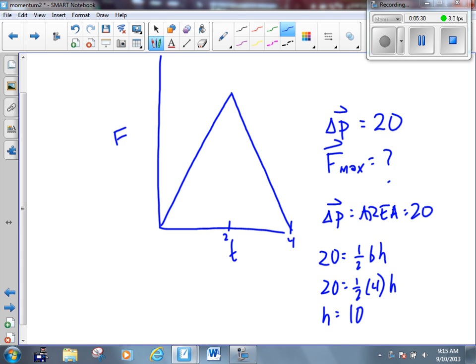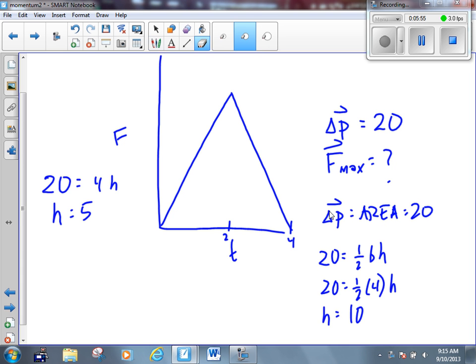I'm a little bit puzzled here where the 5 came from. Oh, I know exactly where the 5 came from. People went 20 is equal to base times height, right? Oh, or F times delta T. If you said area is equal to base times height, then we would have subbed in 4 for the base, and we would have got 5 for the height, so that would have got us 5.